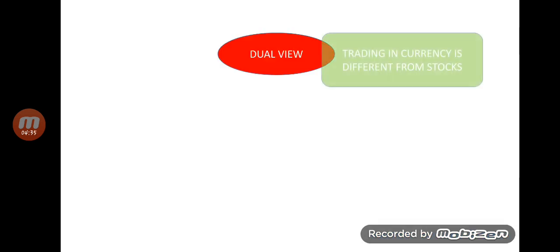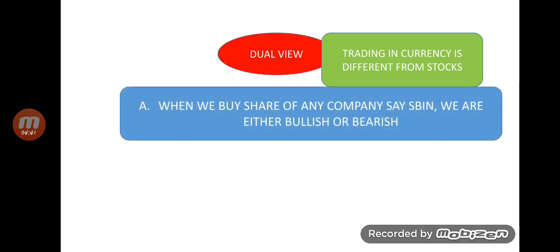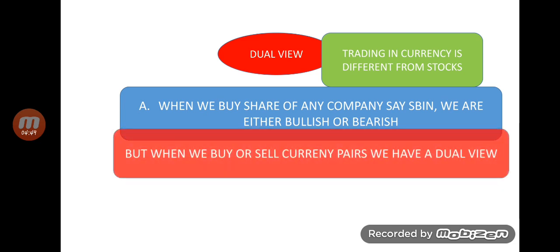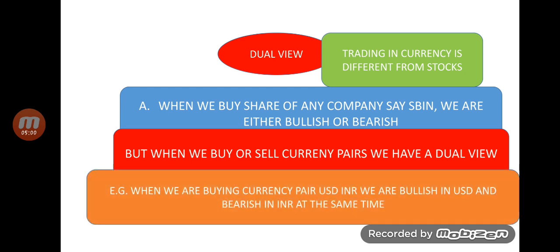For that, we need to have a dual view. Trading in currency is different from stocks. For example, anyone who is buying shares of SBI is expecting the share price to increase, and vice versa. But the story is different when trading in the foreign exchange market, because anyone buying a currency pair has a dual view. For example, Mr. X is buying the currency pair USD INR. He's expecting the USD to increase and the INR value to decrease.